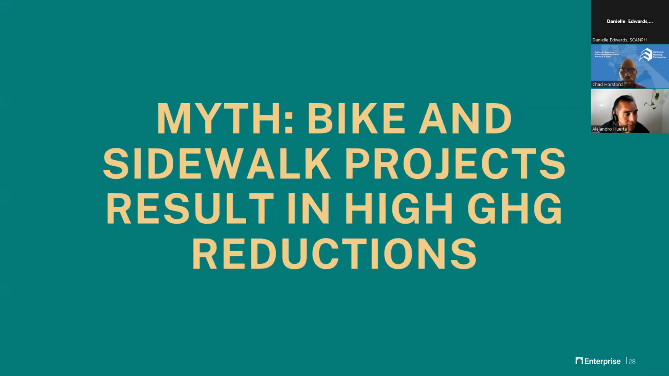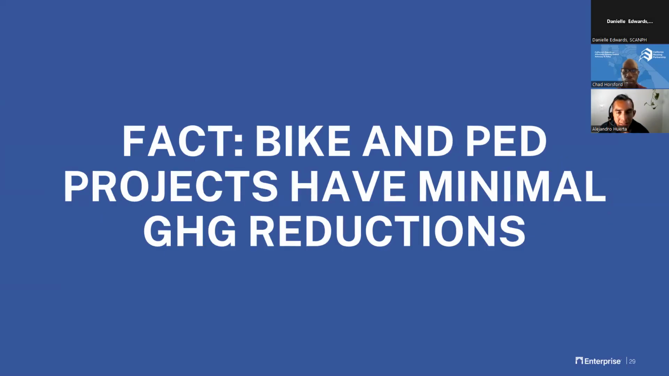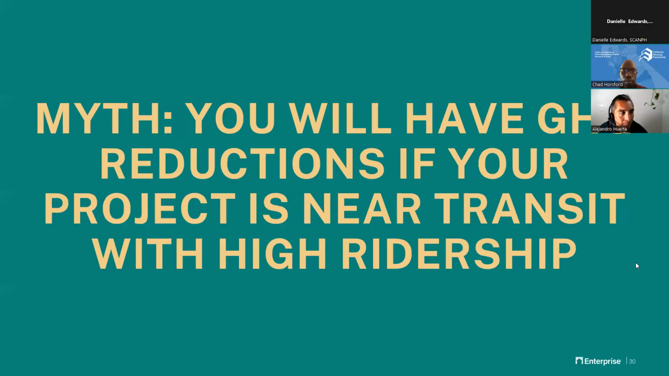Another thing that I hear often is, well, my project will have a lot of bike and sidewalk improvements in the project area, and therefore that will result in high GHG reductions. Unfortunately, the fact of the matter is that the bicycle and pedestrian improvements have minimal impact on the GHG reductions. But if you remember from that scoring table I showed earlier, they're very important, and that other set of 14 points for active transportation. So you can't really discount the importance of these bike and ped improvements, but it is important to remember that on the GHGs, they actually have a fairly minimal impact.